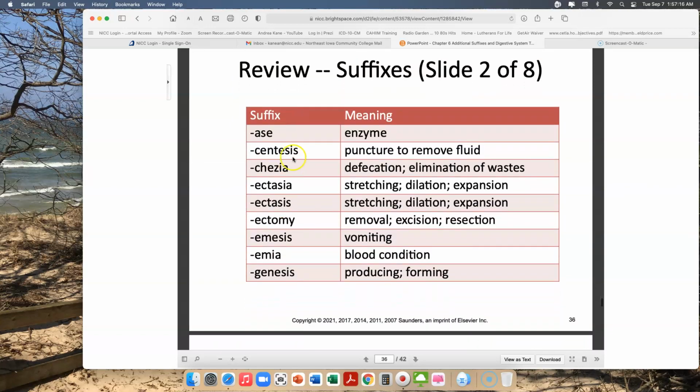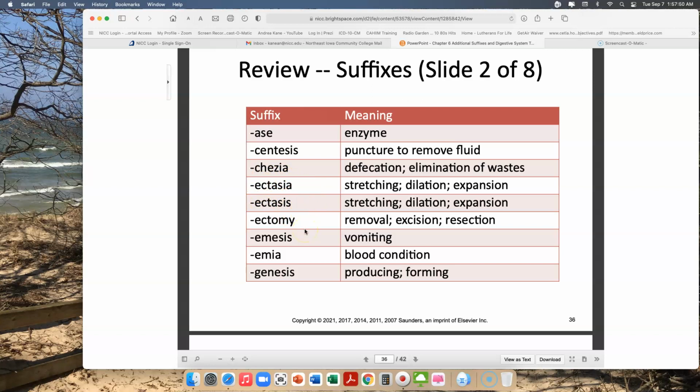So on to suffixes. Ase means enzyme. Centesis is a puncture to remove fluid. So you may have like abdominal centesis, that type of thing. It can also be performed in the lungs if someone's got an issue with fluid on their lungs. Chezia means elimination of waste. Ectasia is stretching, dilation, expansion. And ectasia and ectasis mean the same things. And you really have to learn the context of the word to know which one to use.